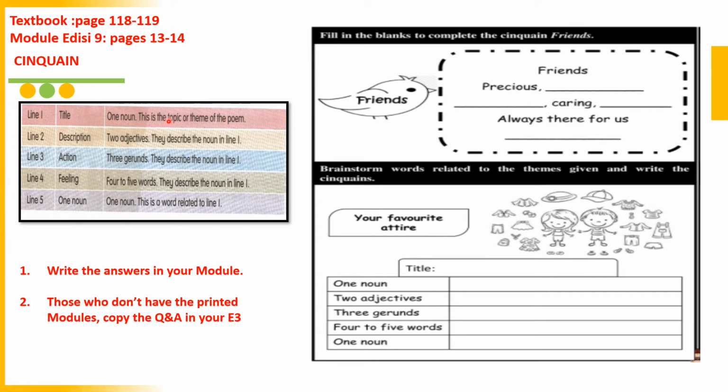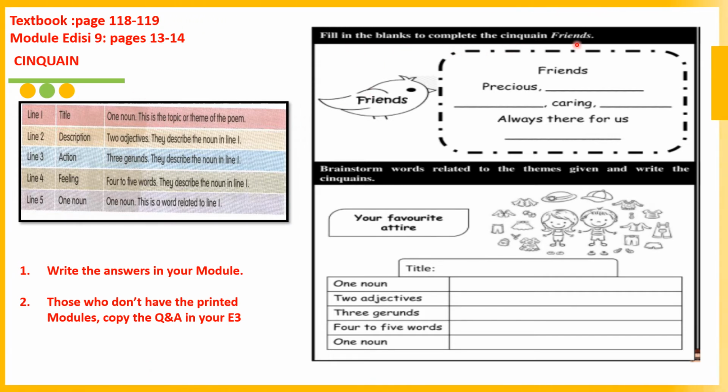Okay, for the next exercise, you have to fill in the blanks to complete the CINQUAIN Friends. So the title is Friends, and then try to figure out what are the suitable words that you can fill in here.